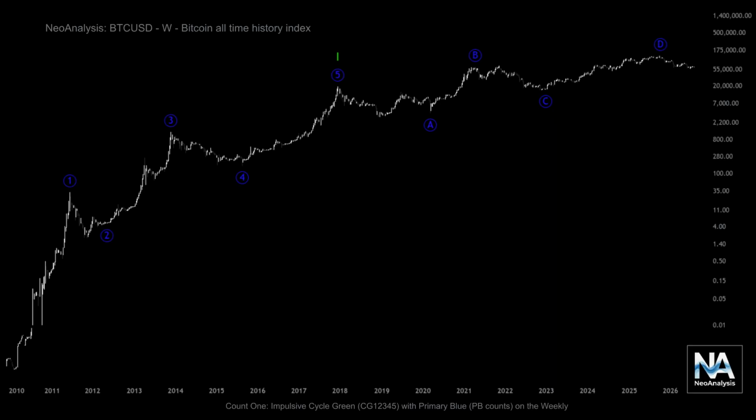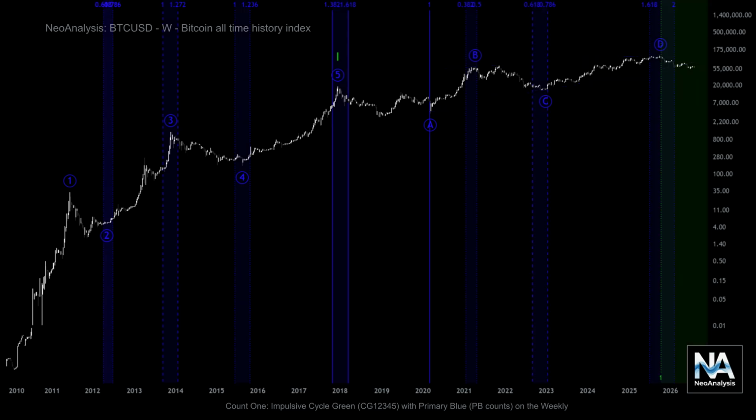Count 1, the Impulsive count. Cycle wave 1 runs from 2009 to 2018 and contains a primary 1, 2, 3, 4, 5. Since 2018, Bitcoin has been developing cycle wave 2 as a primary degree triangle, ABCDE. Under this count, Bitcoin is currently in the E wave of the triangle.